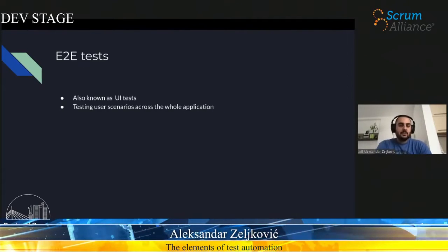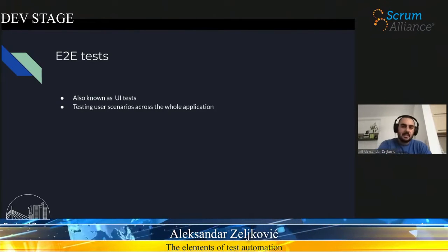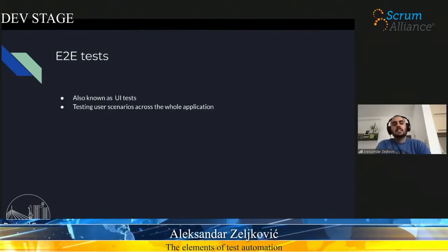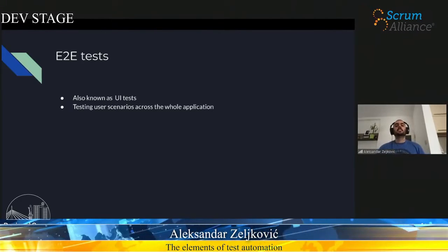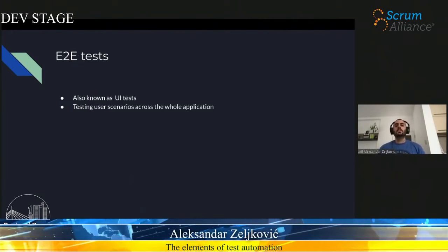Third type, end-to-end tests, also known as UI tests sometimes. This is technically incorrect because UI can be tested in isolation, then it is not end-to-end. So basically, end-to-end tests are tests that are covering certain user scenarios across the whole application. So you are basically opening the browser, for example, and you are testing some use cases that your customer tomorrow would do in an automated manner.